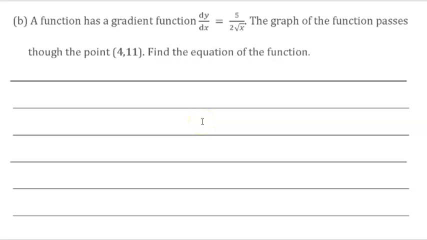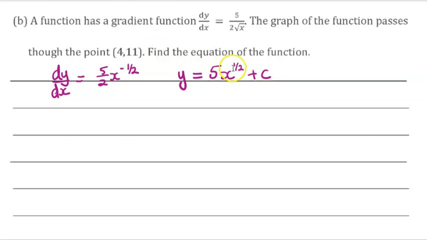For part B, we've got a gradient function equal to this, and we want to find the equation of the function. We've also got some information of a point that it goes through. So we need to integrate this to work out y. So if we can turn this into something in power form, I find that it makes it easier to integrate. So we'll raise the power by 1 and divide by the new power.